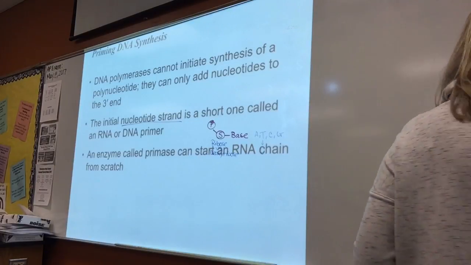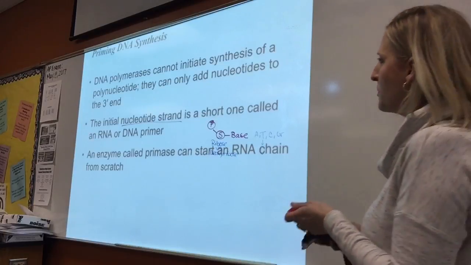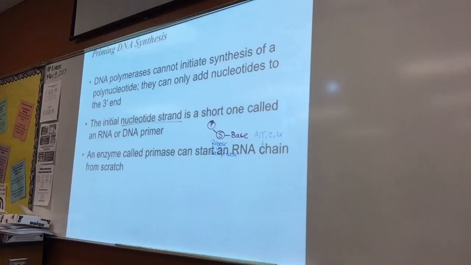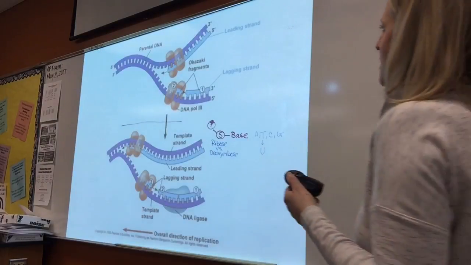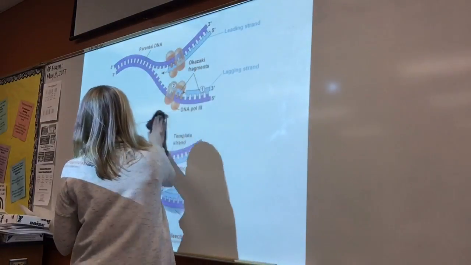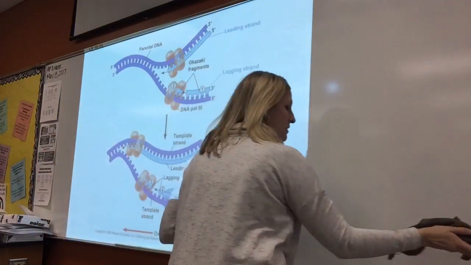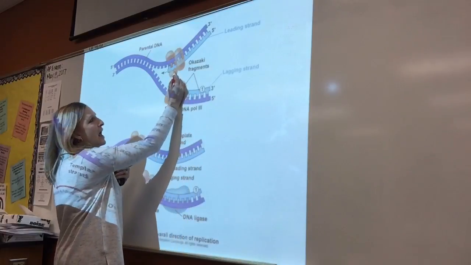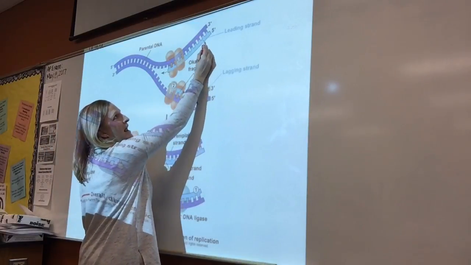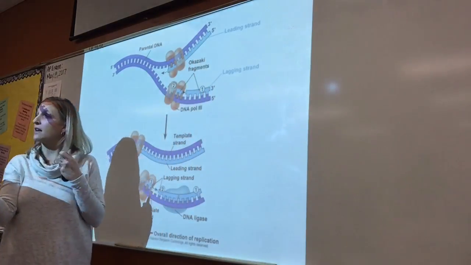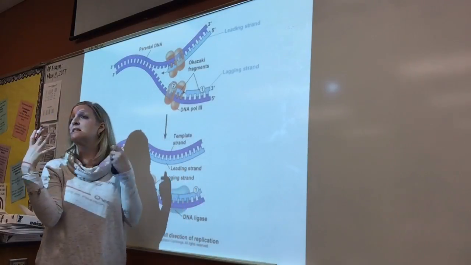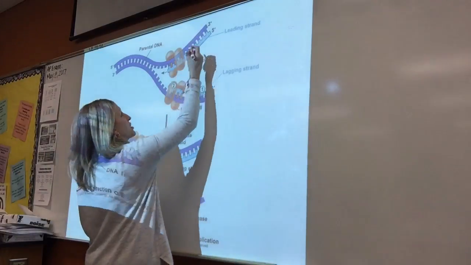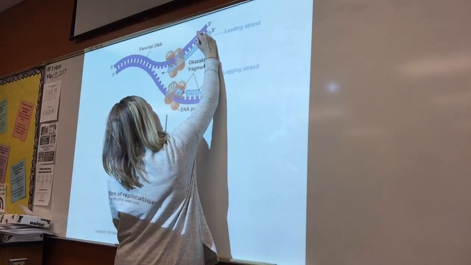So let's go back. I'm going to use my red color here. And let's go back to that picture, and we're going to add onto it what they did not put onto this picture here. So if we look at here, here we have the leading strand. We just said that DNA polymerase can't be the first to start adding nucleotides. So what happens is this enzyme called primase can start the nucleotide chain. And so primase adds an RNA primer here.